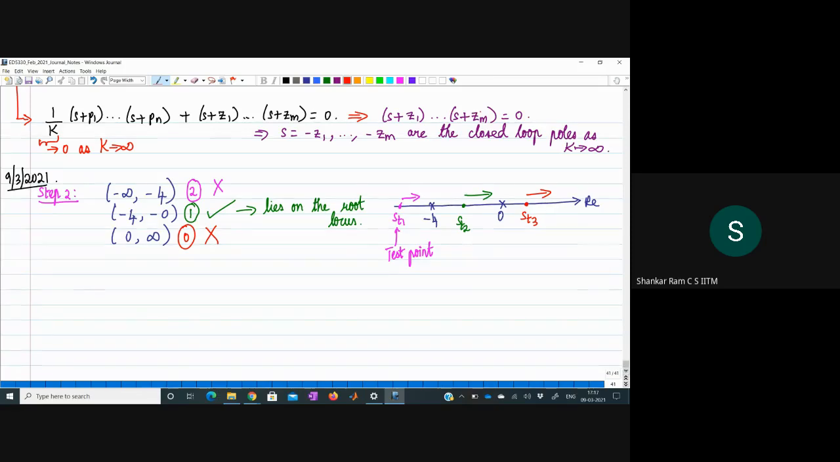So as far as step 2 is concerned, the only part of the real axis that lies on the root locus is the region between -4 and 0. Sorry, I said -0. It's -4 and 0. Sorry about that. I hope this step is clear.